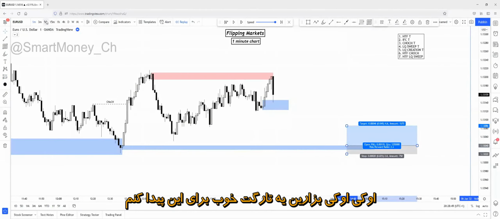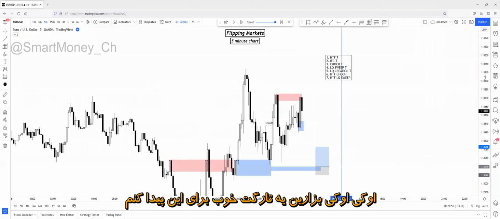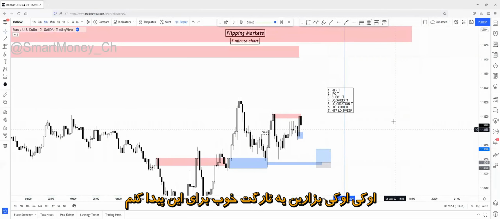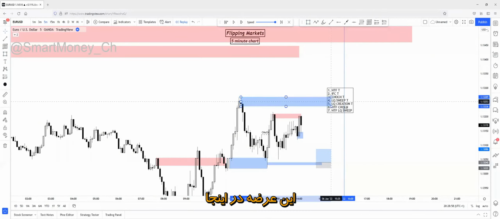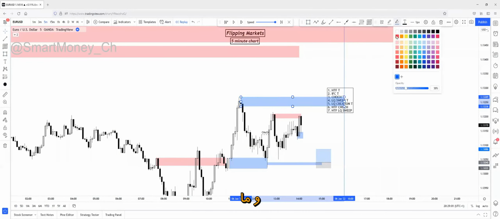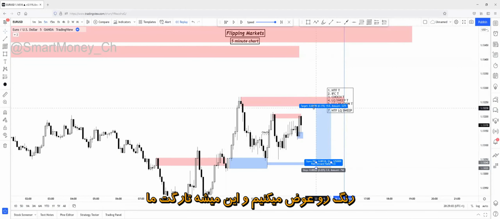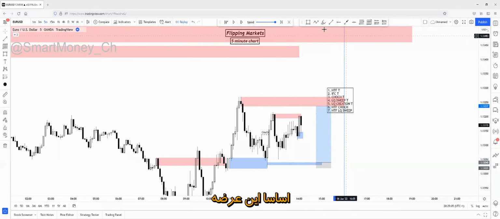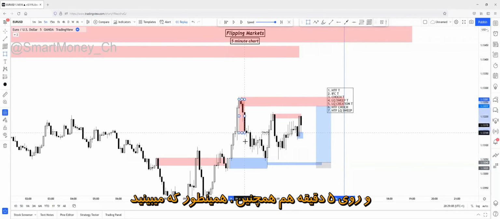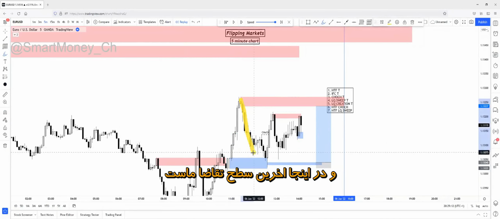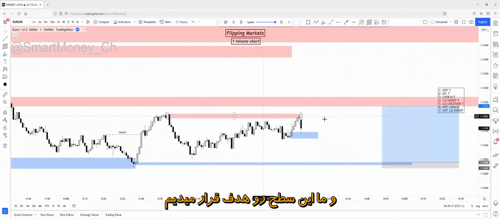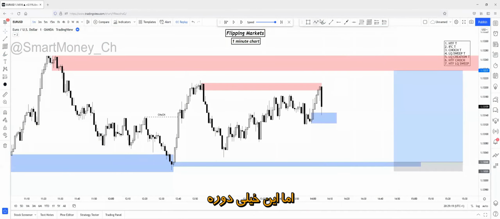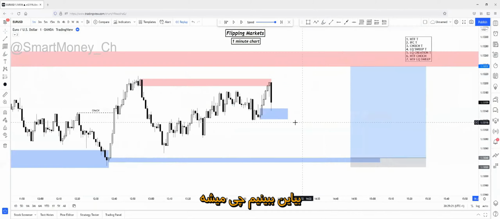Okay. And let me just find a good target for this. For example, this supply here. We just change the color. This will be our target point right here. Basically, this supply zone changed character on the 1 minute and on the 5 minute too. As you can see, here's the last demand zone, price changed character on the 5 minute. This is our last unmitigated higher time frame supply zone. We are aiming at this zone. Okay, but this is far away. Let's see what happens in between.